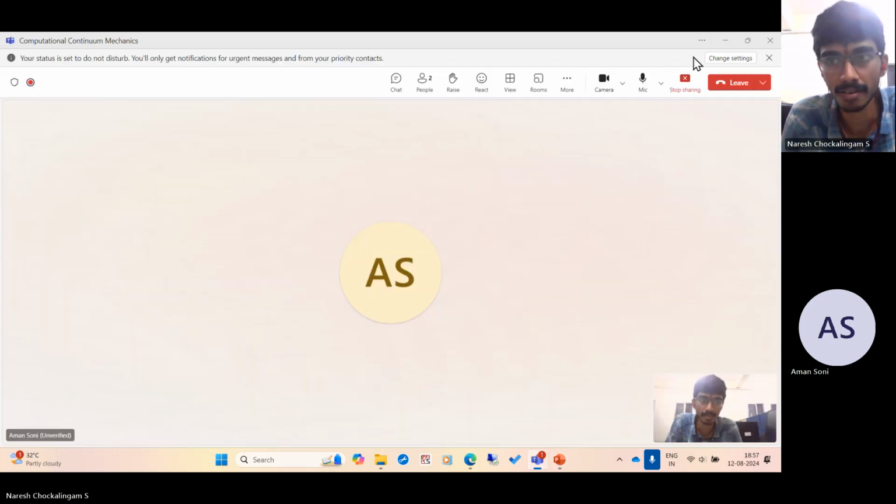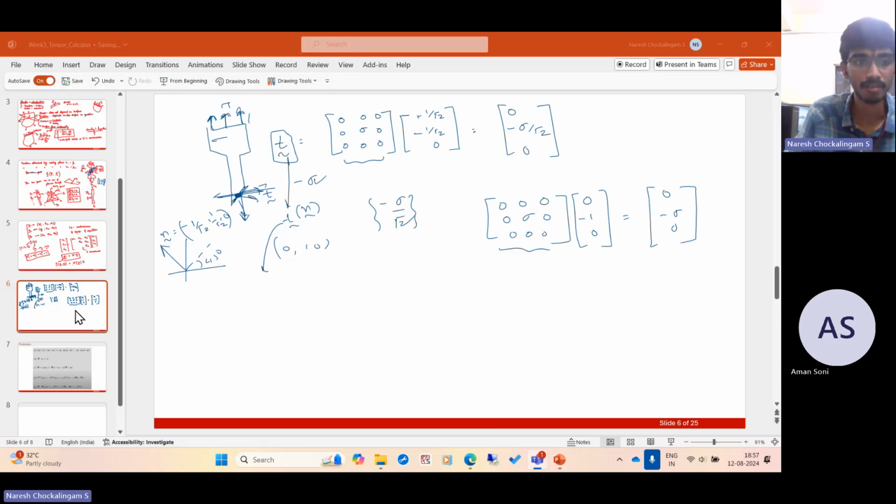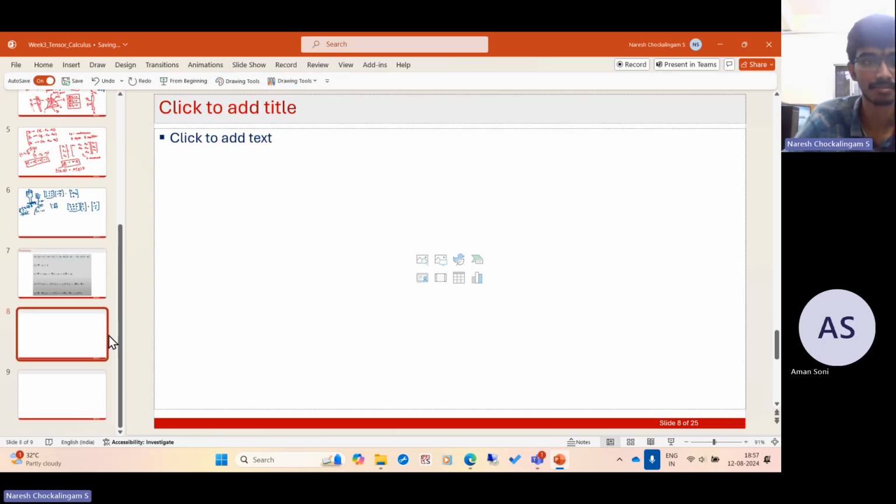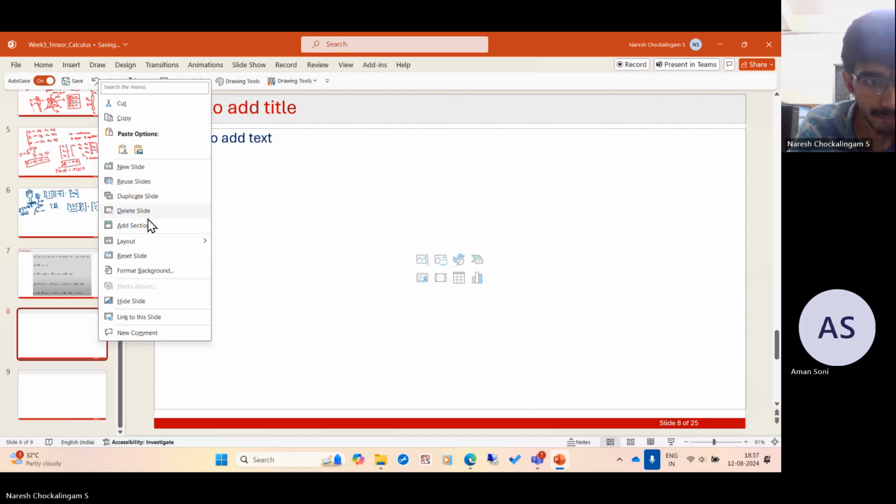Okay. So let us continue solving the problems from the last session. If we recollect, we had several. The last session was on tensor algebra, and some of the relations were.